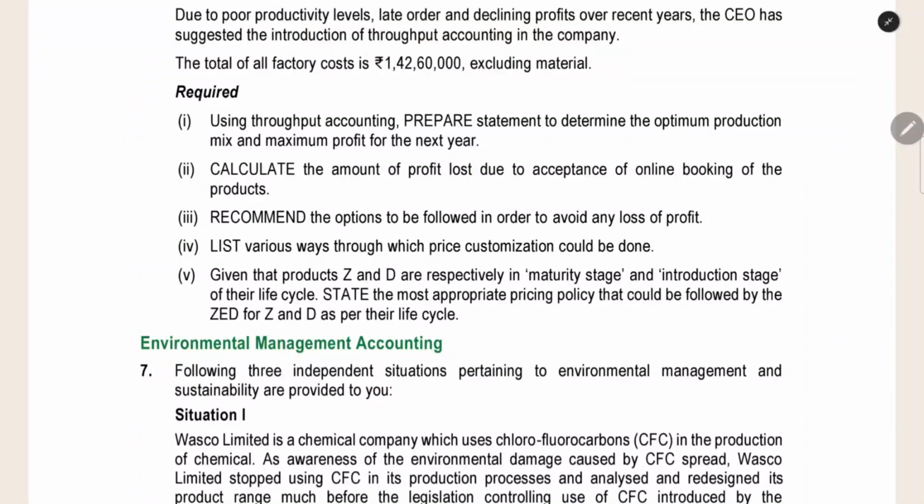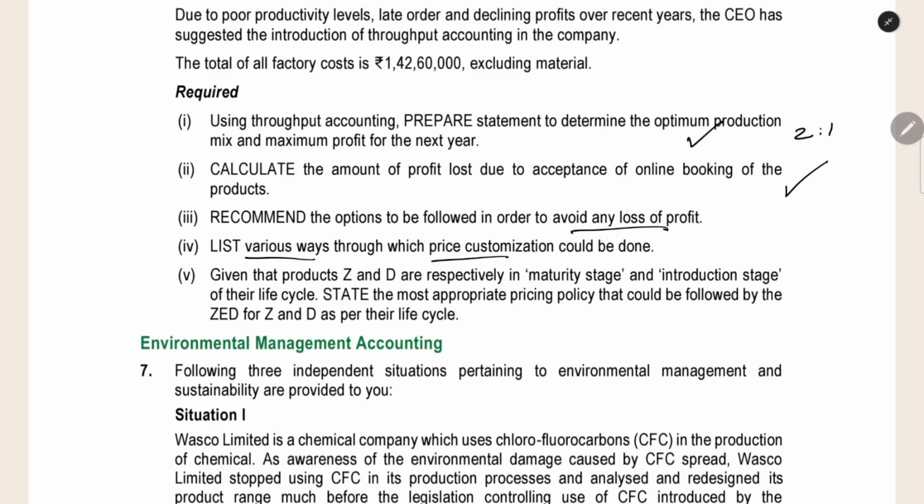Here, in the first subdivision, they are asking for the optimum production mix, which we found out is 2:1. The amount of profit lost they asked, that also we found out. Now, for avoiding loss of profit, what do they have to do? They have to produce the optimum mix, and then they are asking the various ways through which price customization can be done. This is also a theory question.